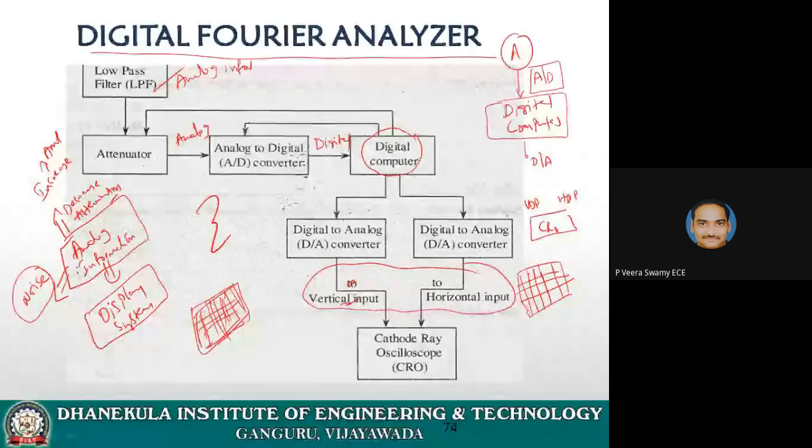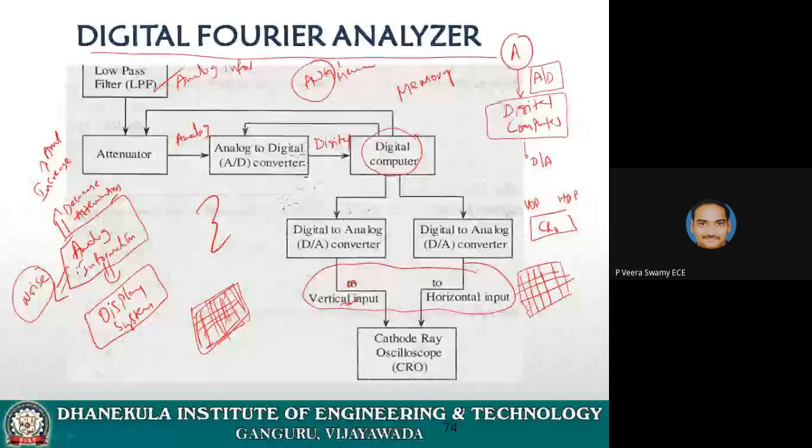Previously we have studied about AWG, arbitrary waveform generator. There we have a digitalized memory, converting it into digital and then memory. So here this is a digital computer. That means it obviously has memory. If you want to transform data, if you want to change the original, all those things are done by this digital computer.